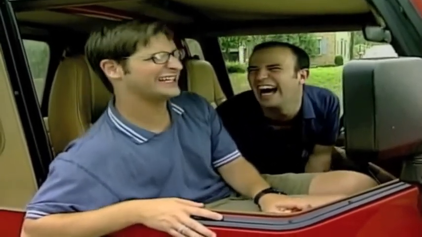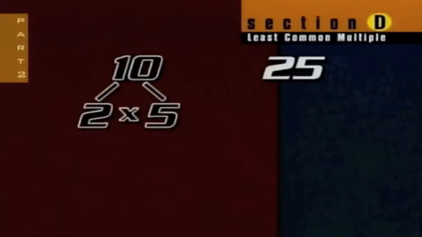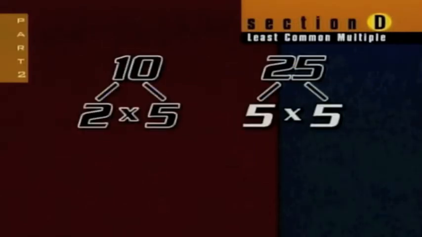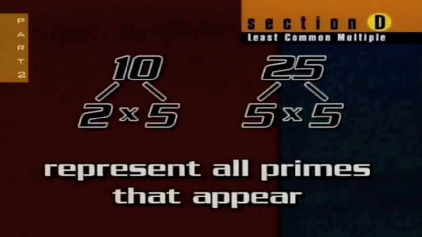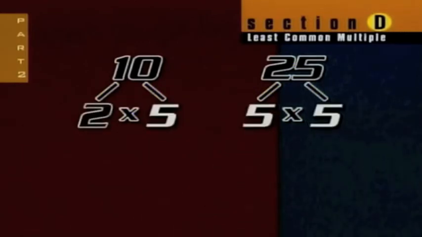Hey, let's get the LCM of 10 and 25. Doing the prime factorization of 10 and 25, 10 breaks down to 2 times 5, and 25 breaks down into 5 times 5, or 5 squared. At this point, we're already down to our prime numbers, so we want to represent all the prime numbers that appear. In this case, we've got 2 and 5.